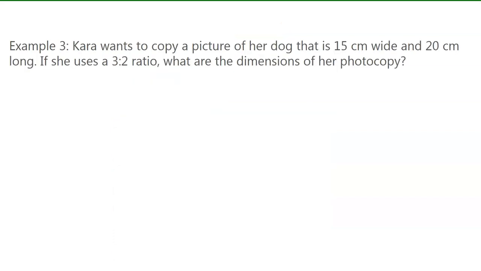And now for example 3. Kara wants to copy a picture of her dog that is 15 centimeters wide and 20 centimeters long. If she uses a scale of 3 to 2, what are the dimensions of her photocopy? So now we need to set up two ratios here. One for the width of the photocopy and then one for the length.